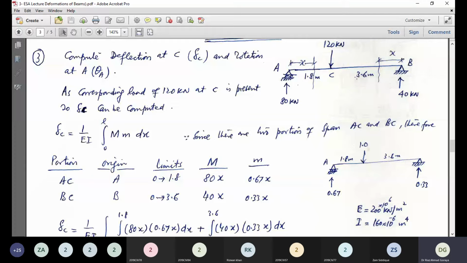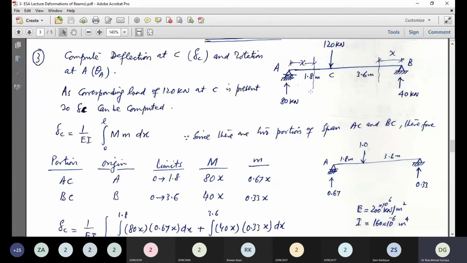For portion BC, surely B is more convenient to consider as origin. So the limit is 0 to 3.6. The moment is 40 into x, again positive, creating tension on the bottom fiber. So 80x and 40x. Now small m.